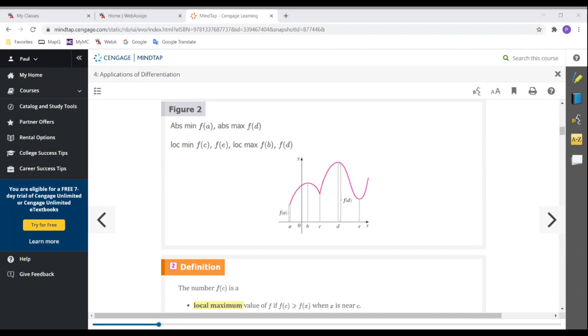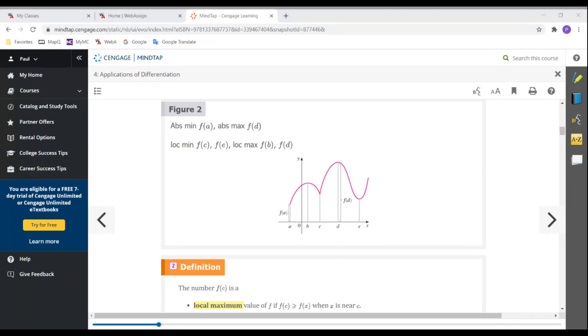Now you have other values where you have local minimums and local maximums. When x equals c, the function has gone down, and then after c it goes up again. So it's a little valley there, the bottom of a funny kind of hill, the bottom of a crevice. c is a local min, but it's not an absolute min because f of a is lower than f of c. f of e is another local minimum.